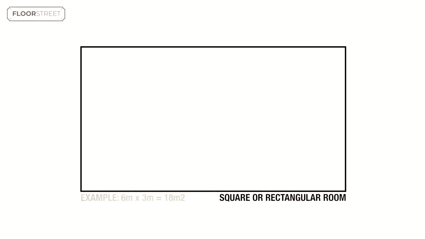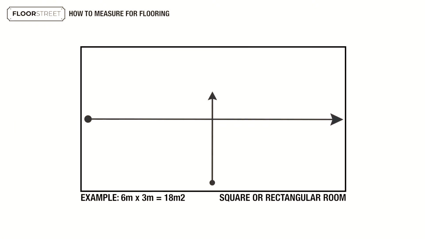Hi everyone, my name is Tony, and in this video with the help of some animation we're going to show you how to measure different areas of your home for floor. A square or a rectangular room will be the easiest type to measure. All you need to do is get the longest and the widest and provide your local shop or us with those two numbers, and we'll be able to work out how much floor you'd need.